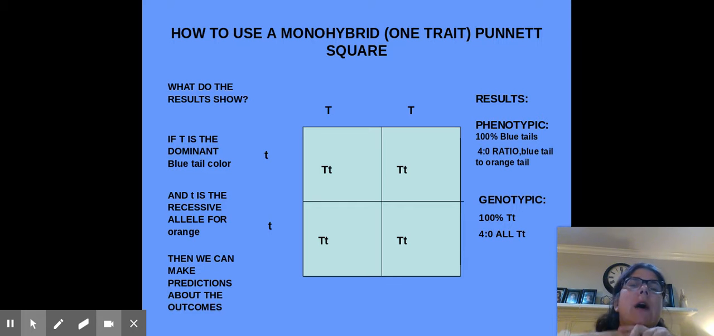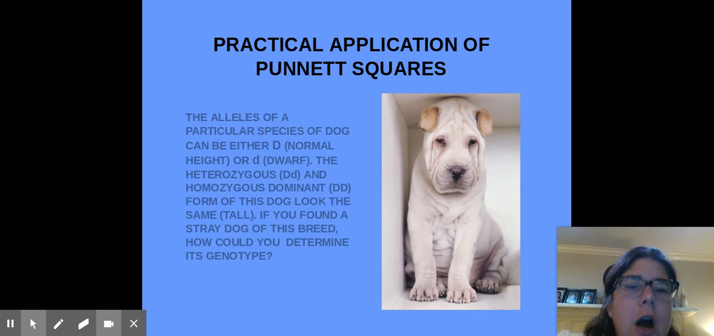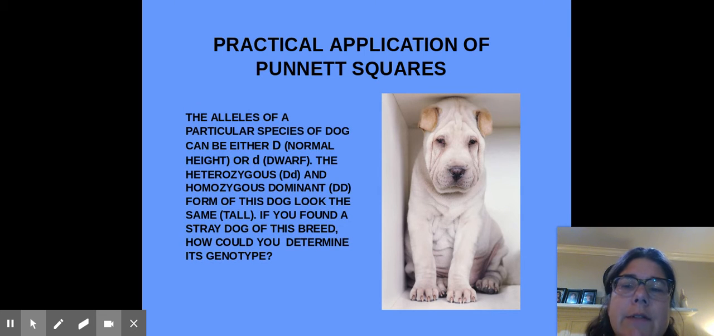So before we go on and you practice on your own on how to use it, why do we care about this? What's a practical application? Many of us have dogs, or someone in our family has a dog, and we're looking at dog breeding as one of our podcasts. Dog breeding provides a great example of a practical way that Punnett squares can be used. The alleles of a particular species of dogs can be normal, in this case big D, or dwarf.